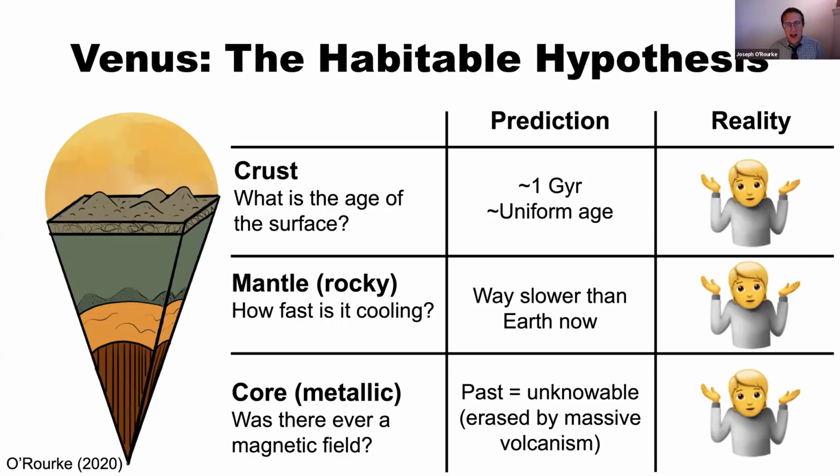Obviously, there's no dynamo now, and this catastrophic habitability scenario would say that we can't ever know if there was a magnetic field in the past, because this massive episode of global resurfacing would have erased any remnant magnetization that may have existed. And so we're going to tackle each of these 3 questions in turn.